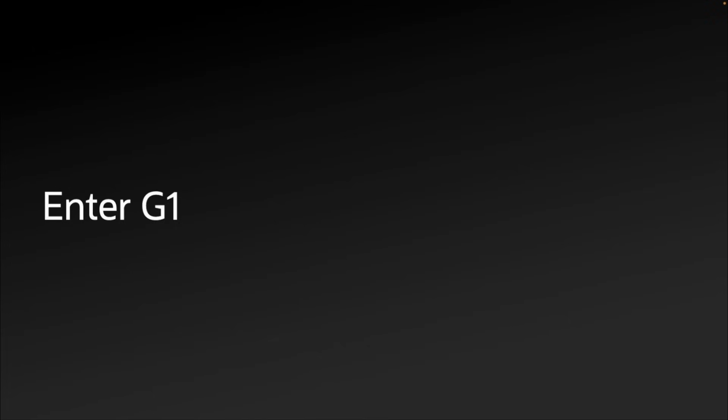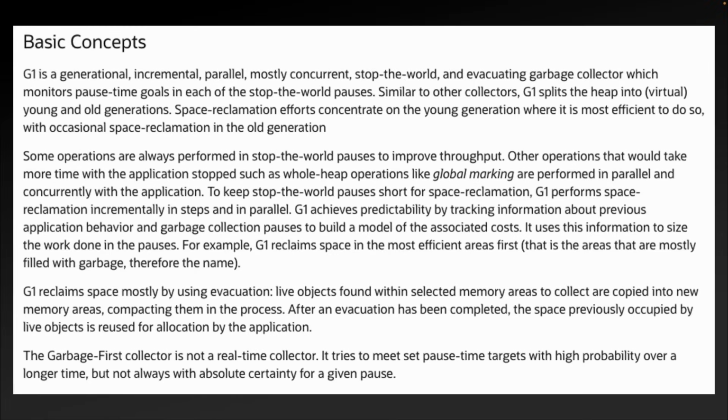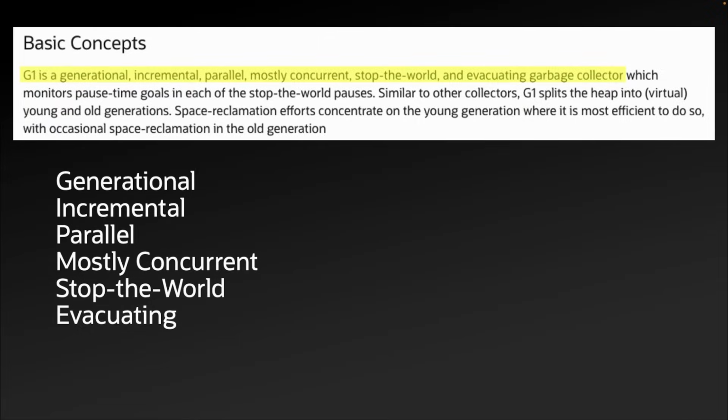So that's the backstory behind G1's design, and it's all well and good enough to have the goals of working with multi core processors and multi gigabyte heaps, but how is this actually accomplished? Fittingly, the documentation on G1 provides guidance here. By the G1 team's own self description of the G1 garbage collector, it is generational, incremental, parallel, mostly concurrent, stop the world, and evacuating garbage collector. All right, that's a lot, so let's go ahead and get started by covering generational.